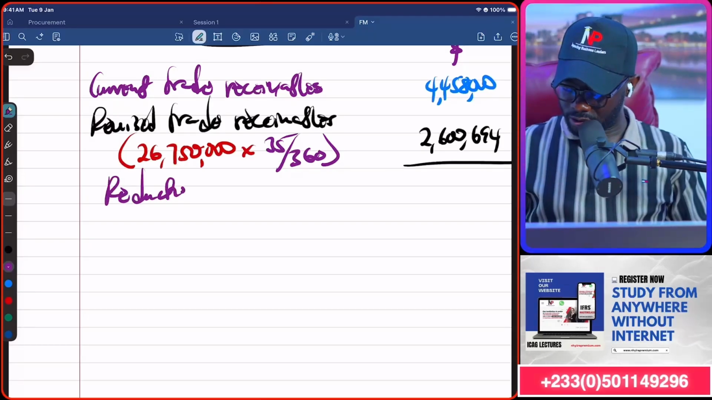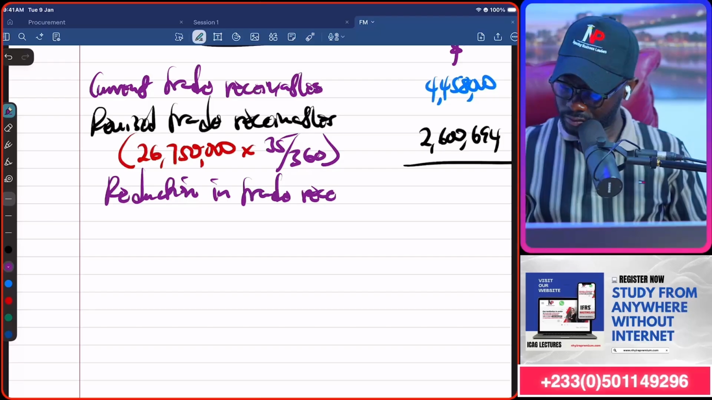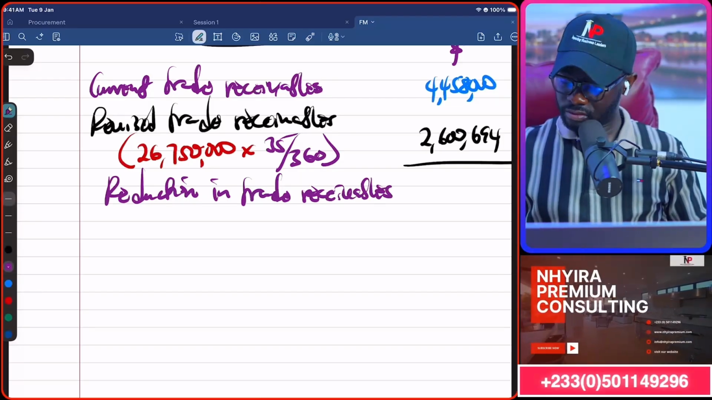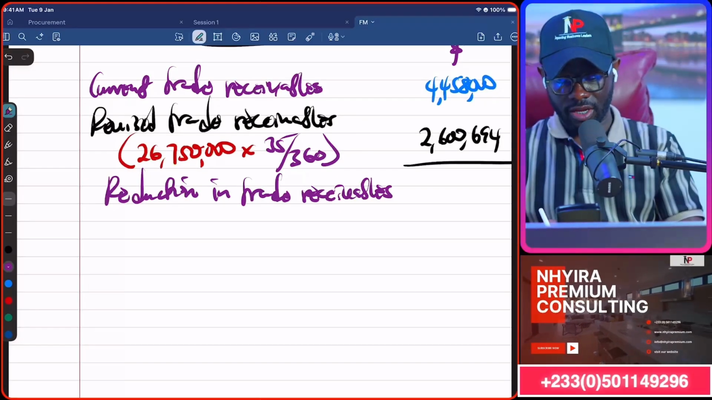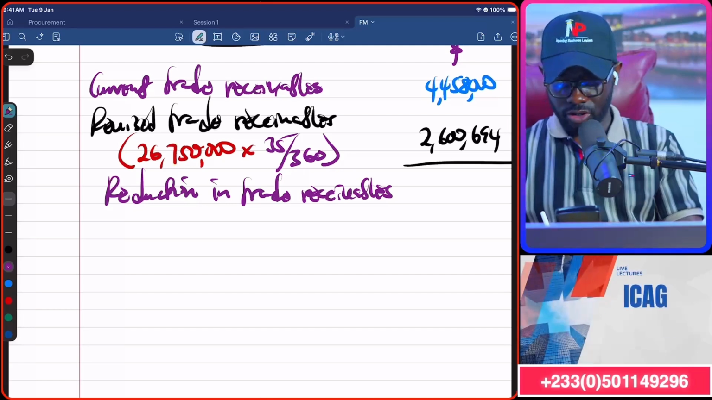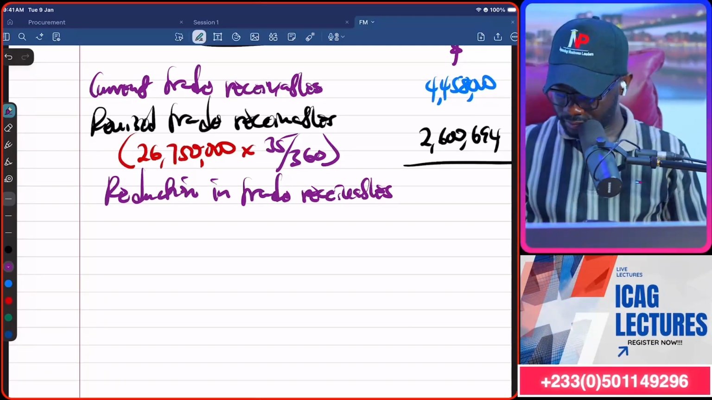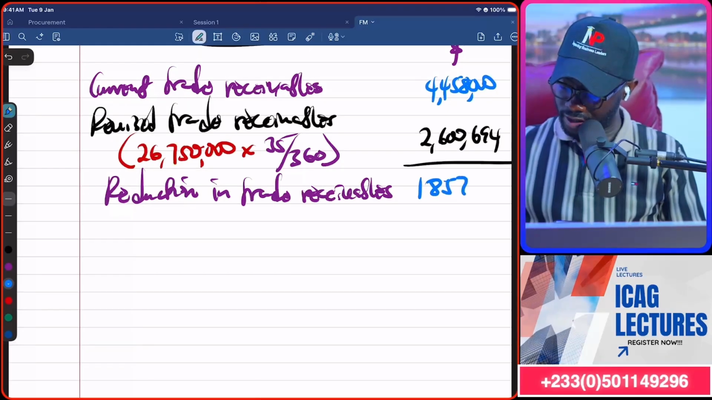So if you check, by bringing in the factor, there is going to be a reduction in our receivables. So reduction in trade receivables. How much? 4,458,123 minus 2,600,694. And that is 1,857,306.